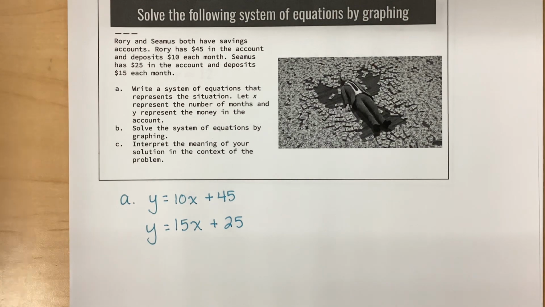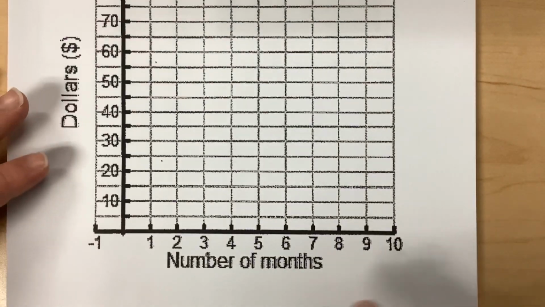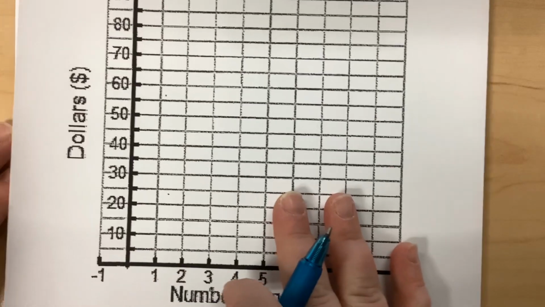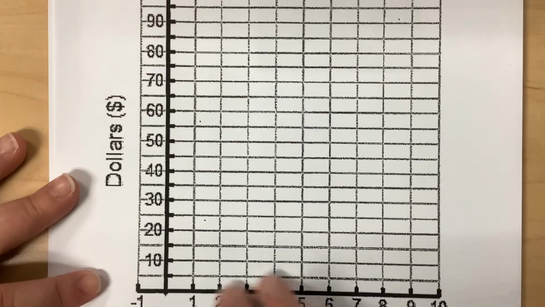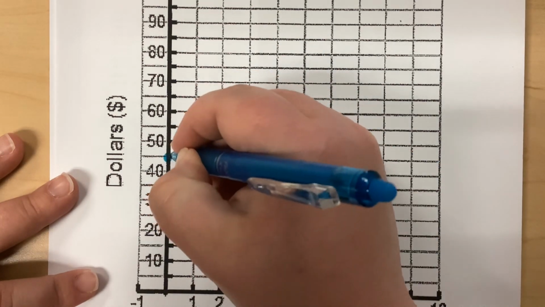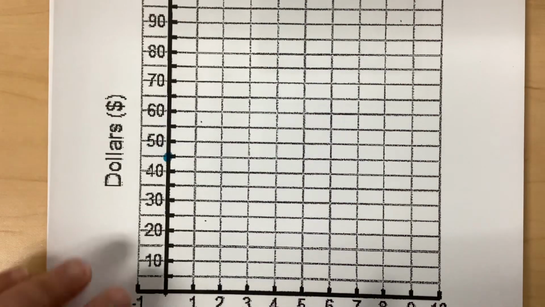All right, once again, I have a graph, but it's rather large, so the whole thing won't fit on the screen, but that's okay. For Rory, she started with $45 in her account. Now, if I'm looking at the scale, the x's are changing by 1s, the y's are changing by 5s. So 45 is going to be right here. And each month, Rory deposits $10, okay?